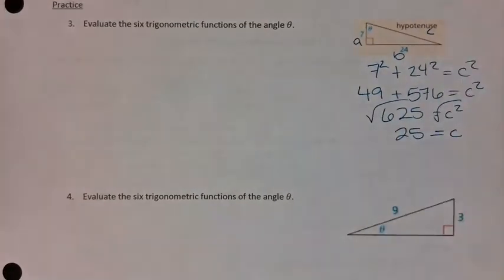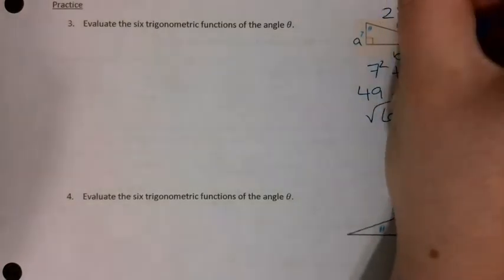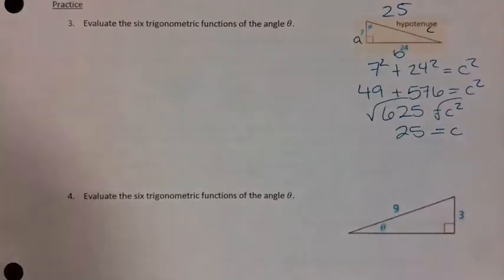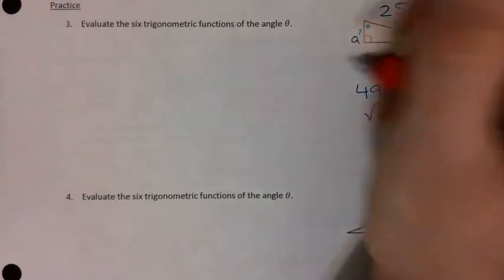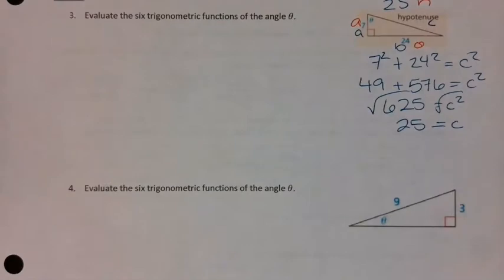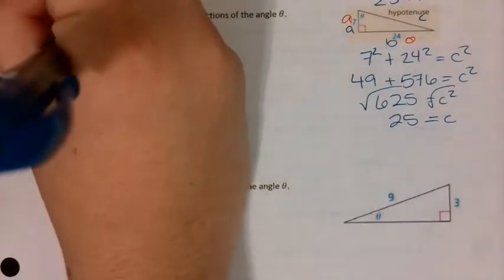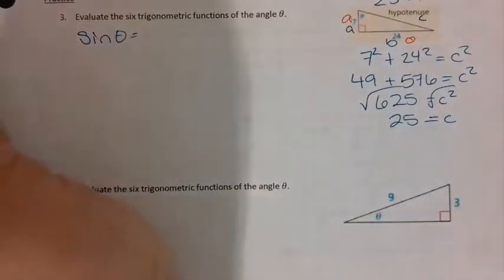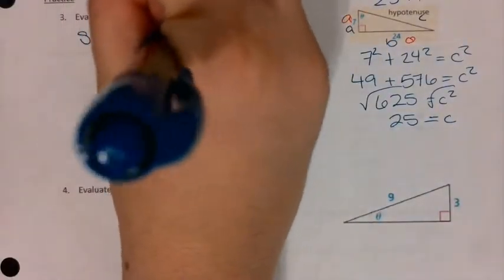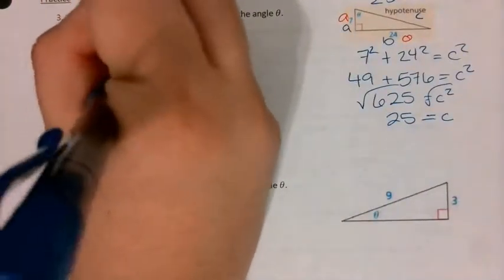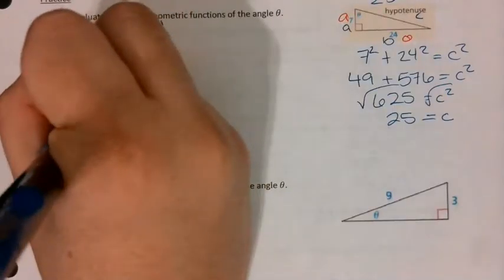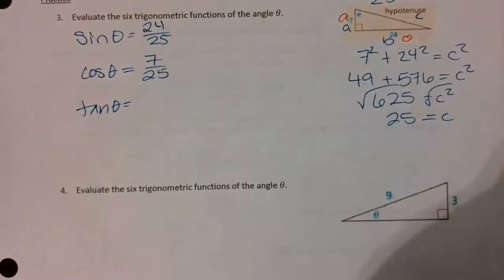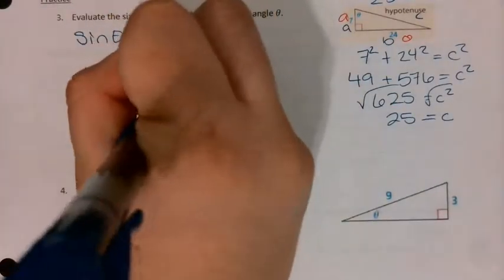Okay. So then what I want to do is I'm going to label this one 25. I'm going to find my opposite, adjacent, and hypotenuse. So hypotenuse is the 25, opposite is the B, adjacent is the 7. Then I'm going to find my 6 trig functions. So I have sine of theta, which is opposite over hypotenuse, so 24 over 25. I have cosine of theta, which is adjacent over hypotenuse, so 7 over 25. And I have tangent of theta equals opposite over adjacent, so 24 over 7.